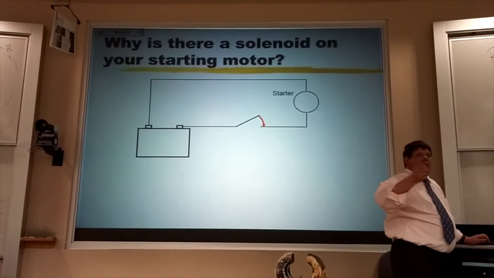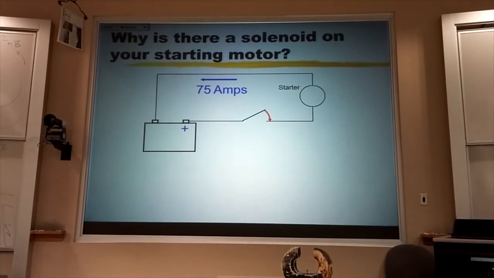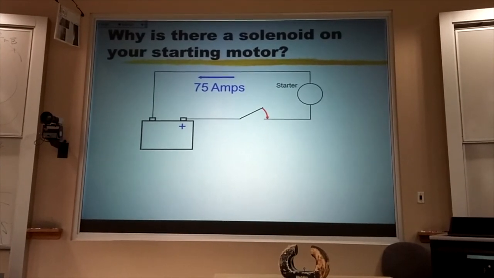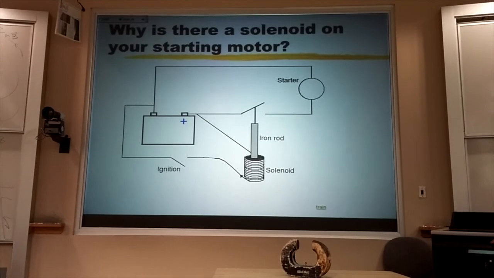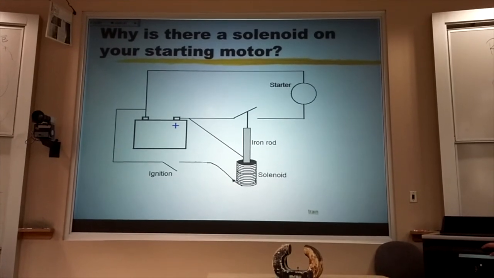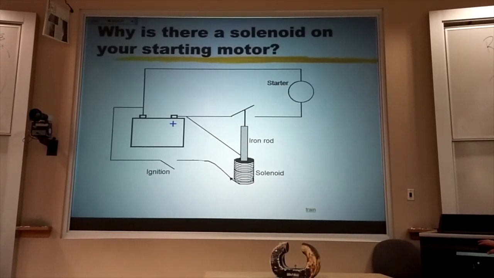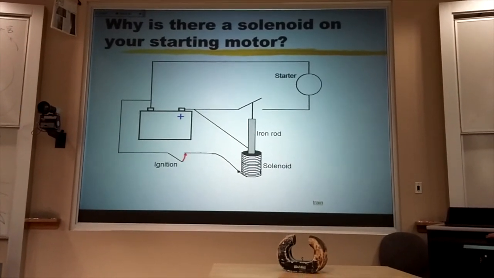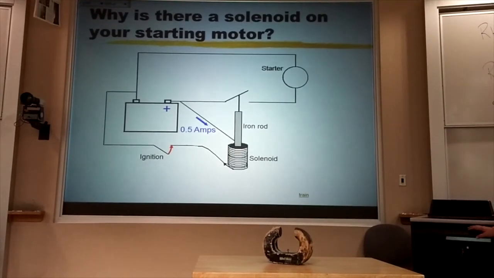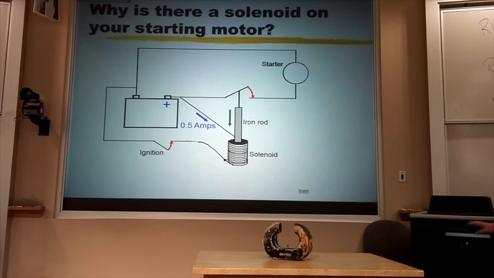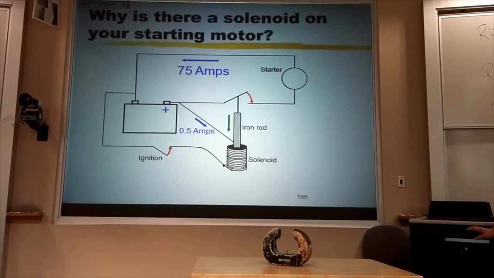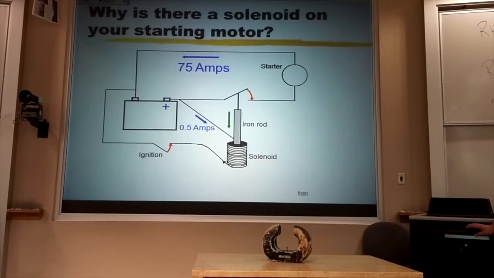When you turn on your car, you're going to need 75 amps to turn over your engine. Trust me, you don't want 75 amps going through your steering column. That's dangerous. So what we have on top of the starter is a solenoid, just a coil. That solenoid has an iron plunger in it, and that solenoid is hooked up through the ignition so that when you turn your key, you send a little bit of current through the coil. That magnetizes the solenoid and drags that iron core down into the center. They use that to close the real switch that has the 75 amps in it so that you don't have to get anywhere near that.